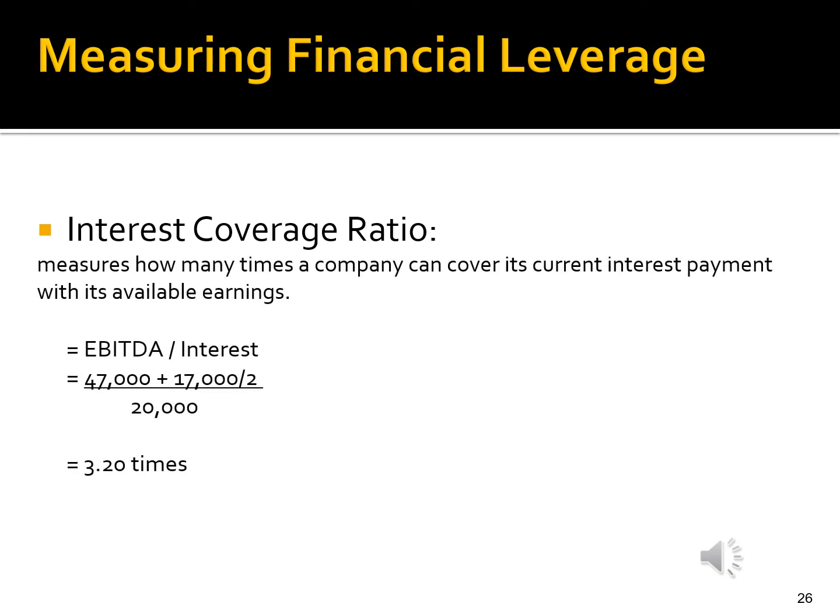Okay, next is the interest coverage ratio. It measures how many times a company can cover its current interest payments with its available earnings. Usually it is calculated as earnings before tax divided by interest. So in this case, the company has 3 times the ability to pay the interest based on its earnings before tax.